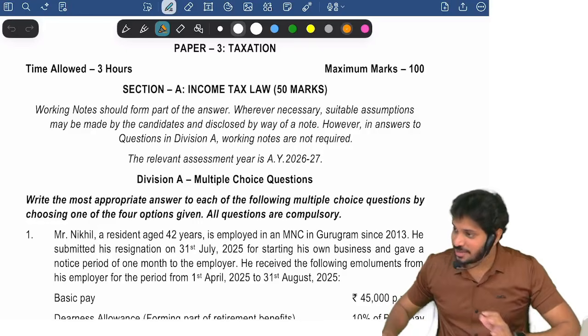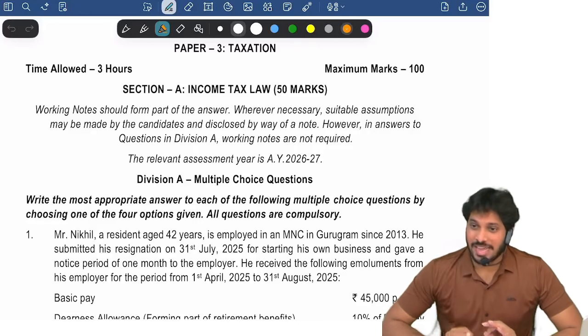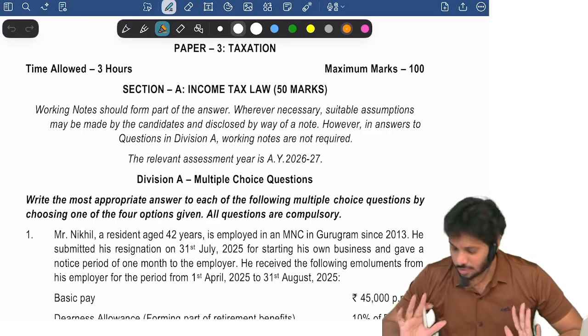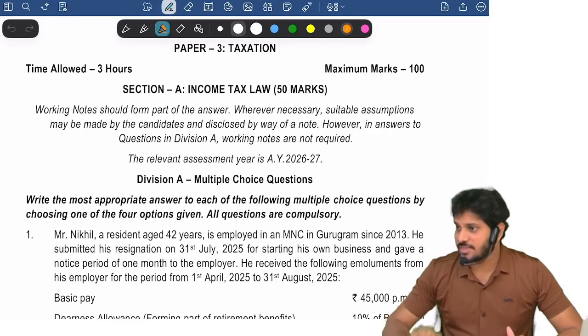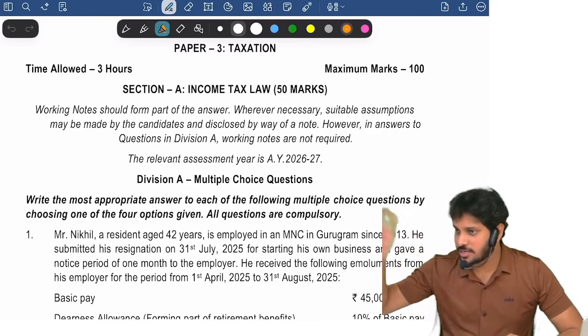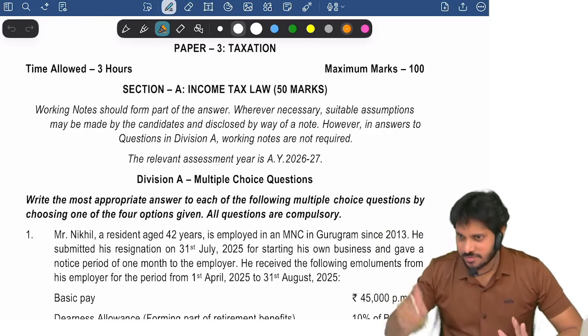Yeah. So let's begin the May 26 attempt MTP1 income tax discussion. Okay, fine. Straight away, first I'll solve the MCQs. Then I'll go with the total income and remaining heads of income related problems, whatever they are asking.